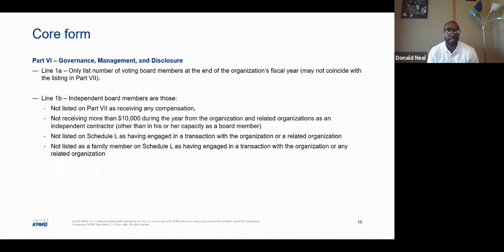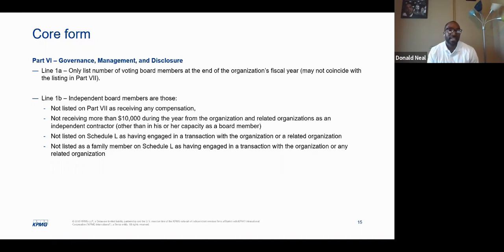Now, let's go to the second point. If you have an individual that is not being paid by the related organization, but sits on that board, and is providing some particular services as an independent contractor to the organization or a related organization, and it's more than $10,000 other than in their capacity as a board member, then that individual would not be independent.